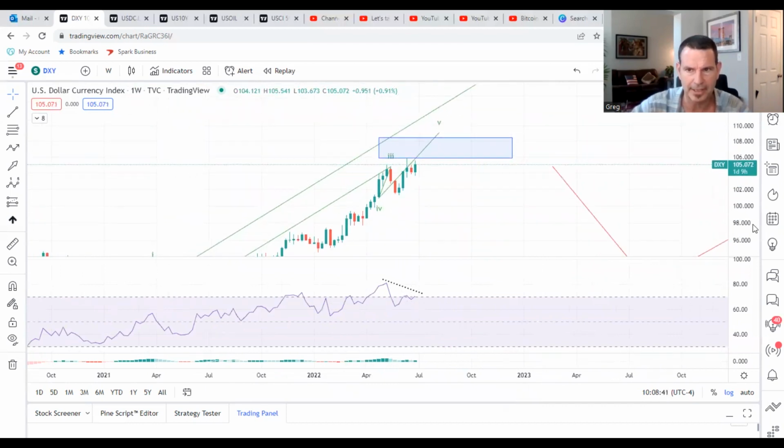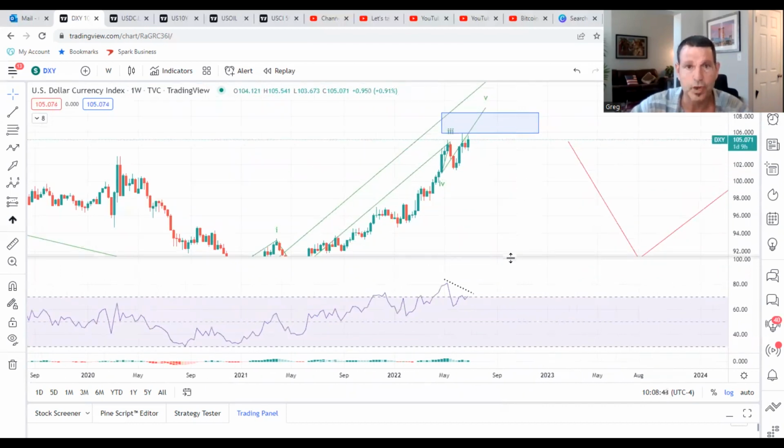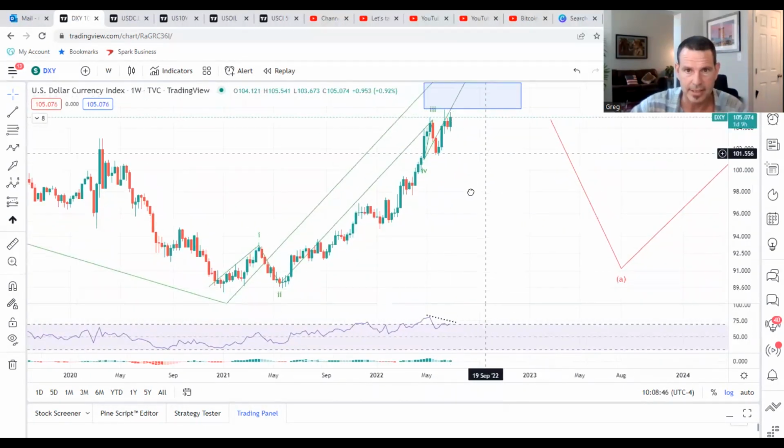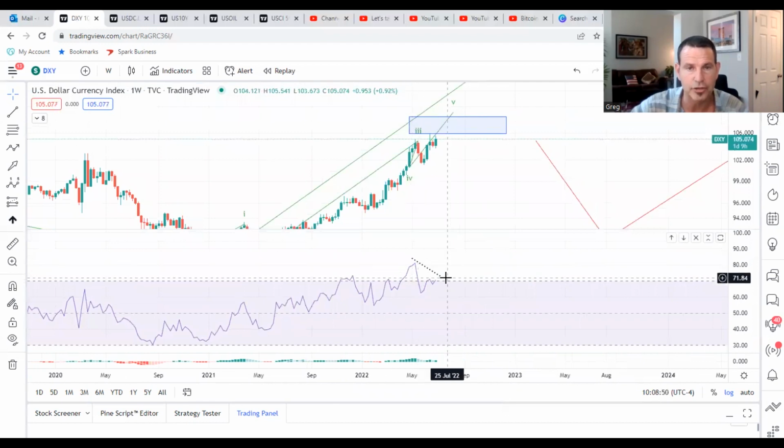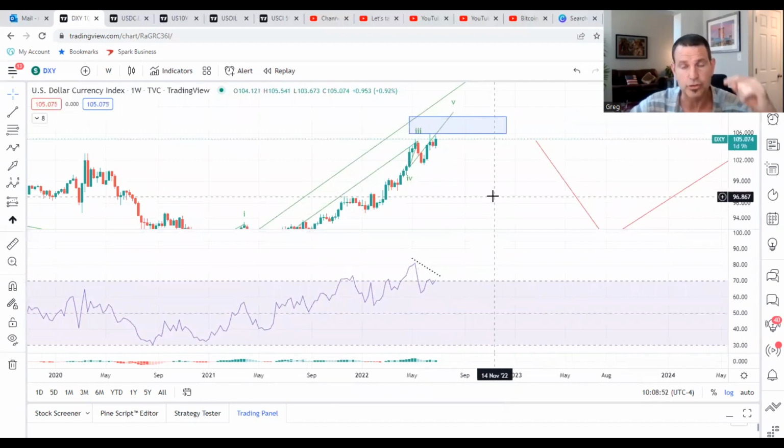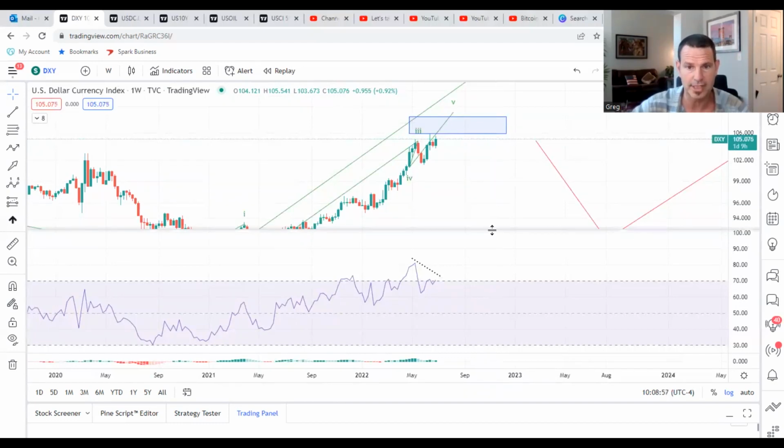So I'm still expecting it to go up to 106 and then make this. This is a topping pattern that it's doing. It's a topping pattern with that divergence, and then it'll go in there. So that's, if you are bullish on Bitcoin, that's good news. That's good news. You want to see that.